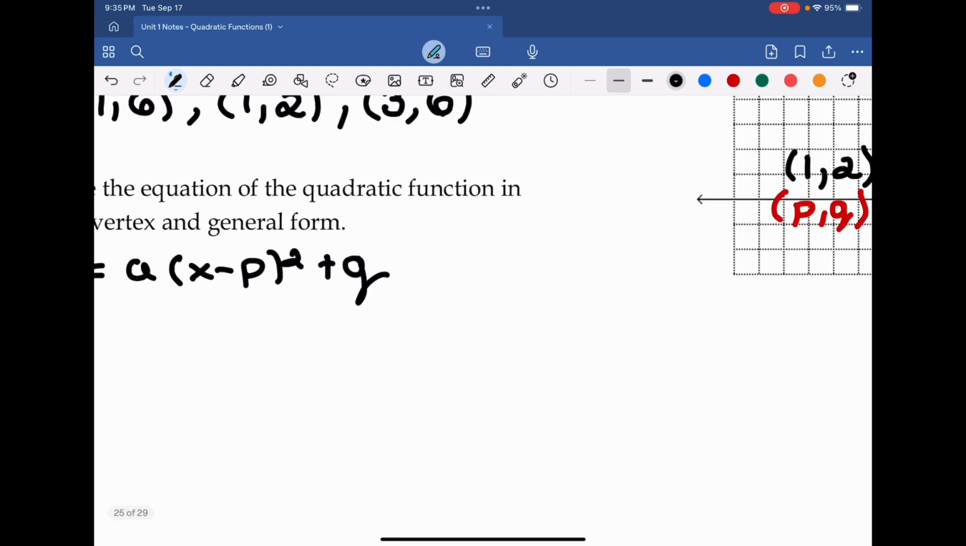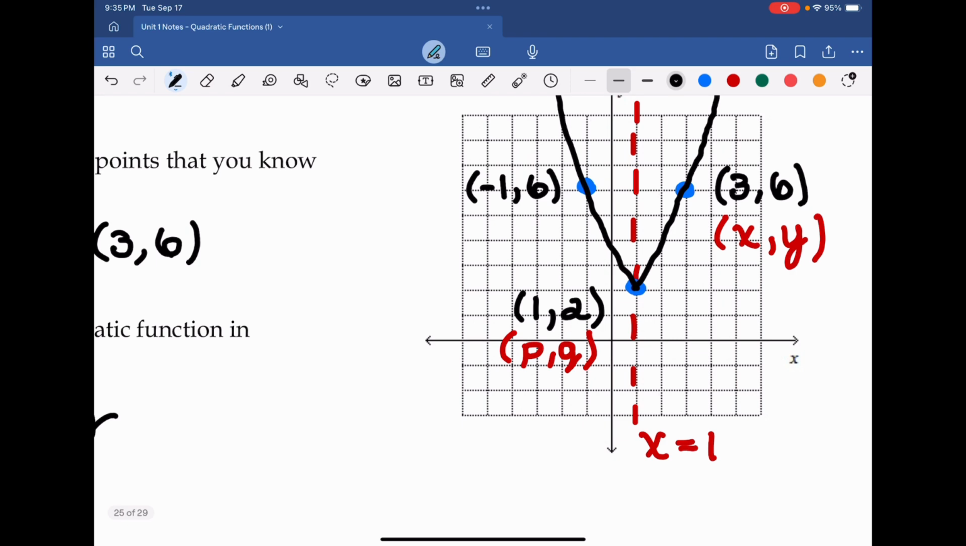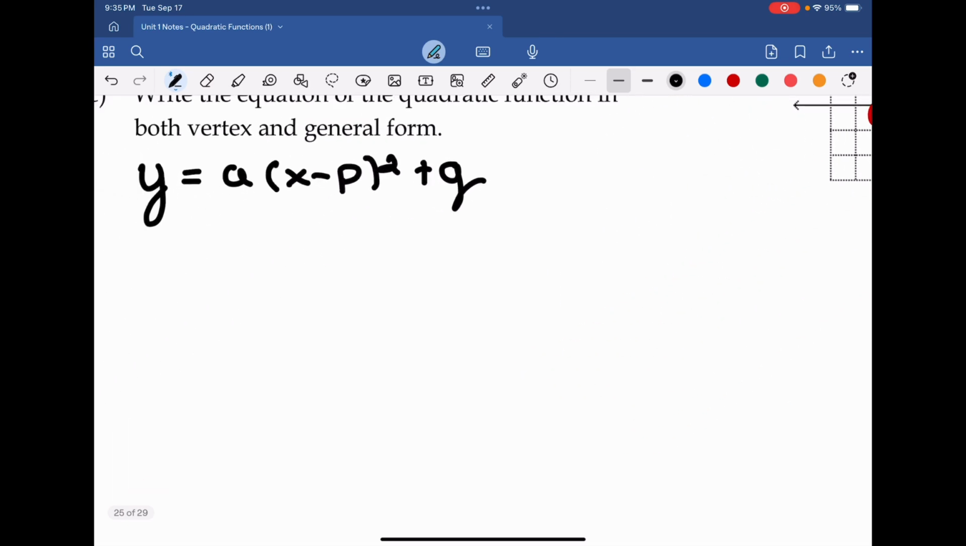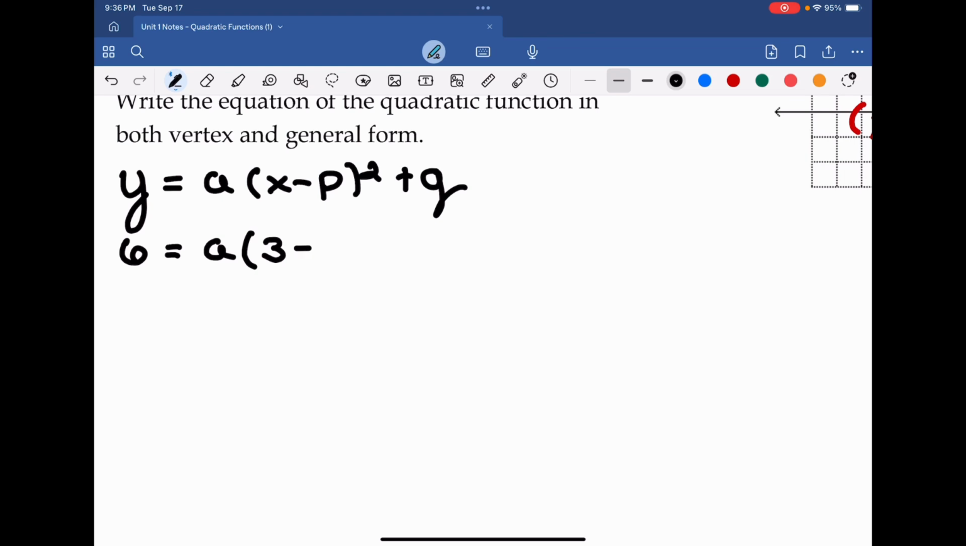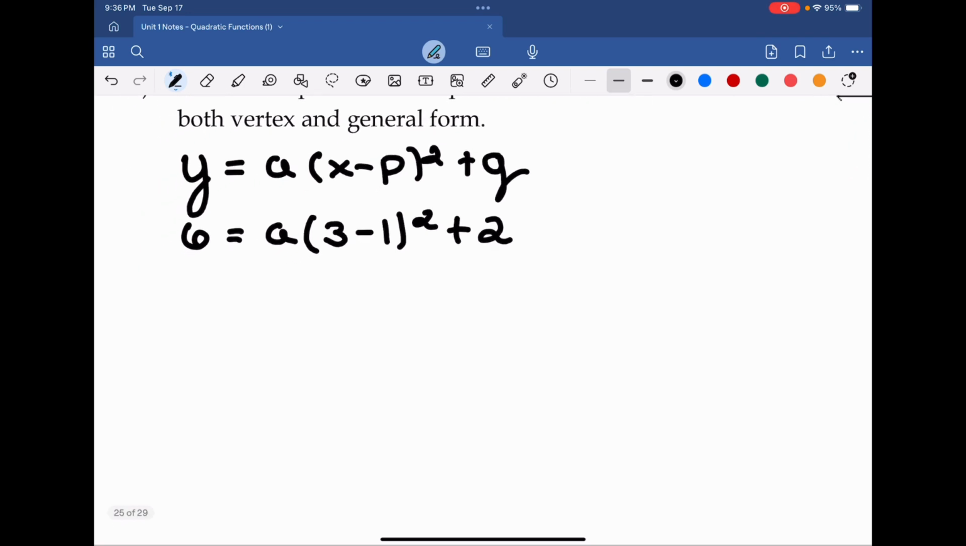For the x and y, we chose to use the point that is on the right-hand side, so 6 for y. So I'm going to plug in 6 is equal to a(3 - p). Well, if it ended up being on the right-hand side, on the positive x's, it actually means it's negative in the bracket, meaning this is negative 1 squared. The q value is 2, and we don't do any sort of sign flip with that one.